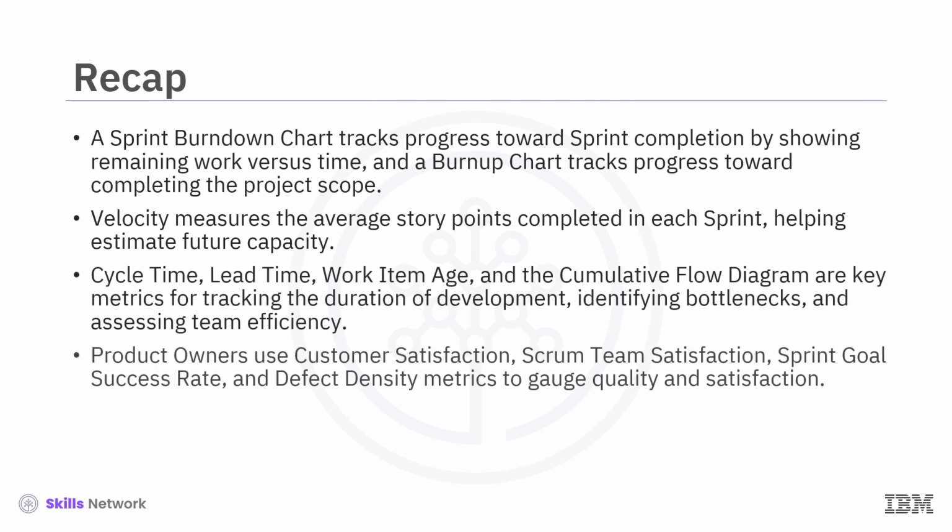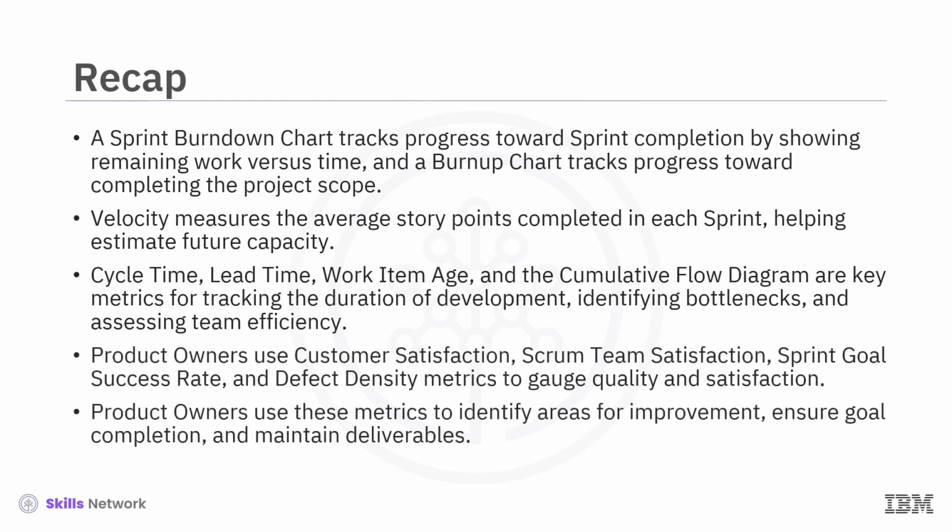Product owners use customer satisfaction, Scrum team satisfaction, sprint goal success rate, and defect density metrics to gauge quality and the satisfaction of customers and the team. Product owners use these key metrics to identify areas for improvement, ensure successful goal completion, and maintain high-quality deliverables.